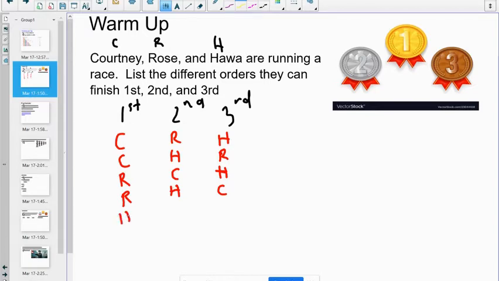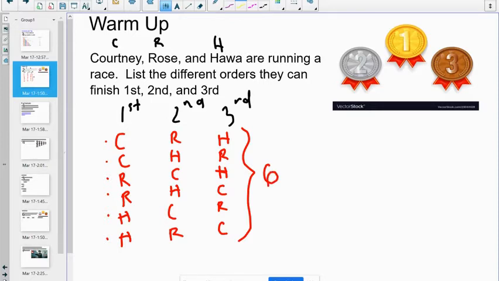Now Hala could get first place. So I'm going to put our 2 options down here. We could have Courtney in second, and then Rose in third, or those 2 flipped. So we can have Rose in second and Courtney in third. Now we have all of our different outcomes here. If we add them all up, we have 1, 2, 3, 4, 5, 6 different options.